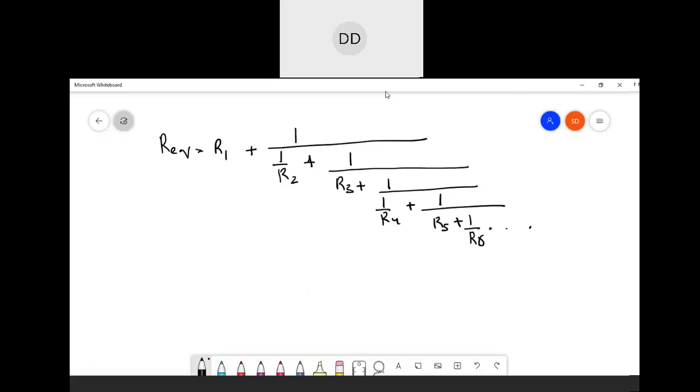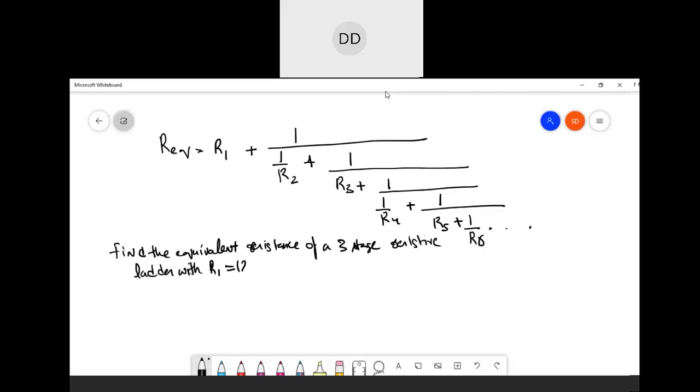Suppose let's do a problem. Find the equivalent resistance of a three stage resistive ladder with R1 equal to 12 kilo ohms, R2 equal to 10 kilo ohms, R3 equal to 30 kilo ohms, R4 equal to 15 kilo ohms, R5 equal to 20 kilo ohms, R6 equal to 10 kilo ohms.